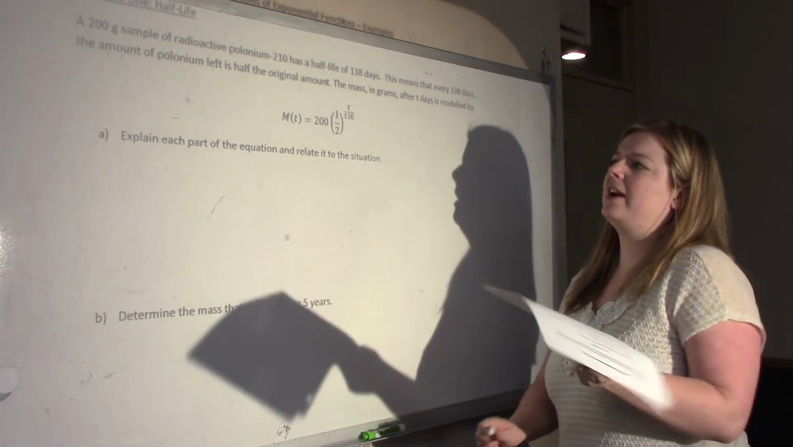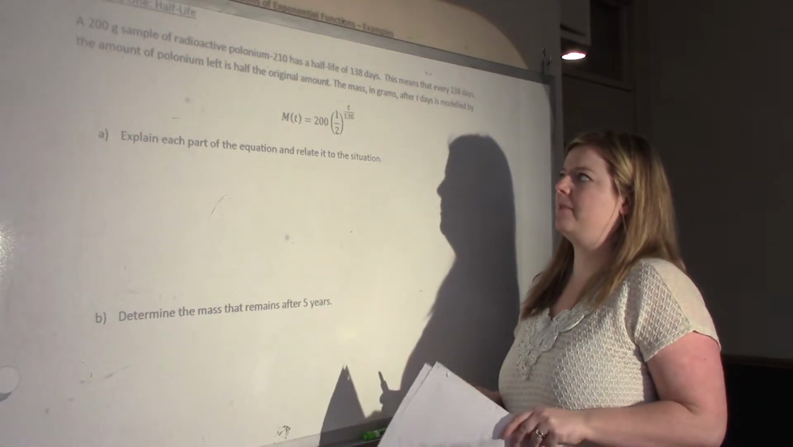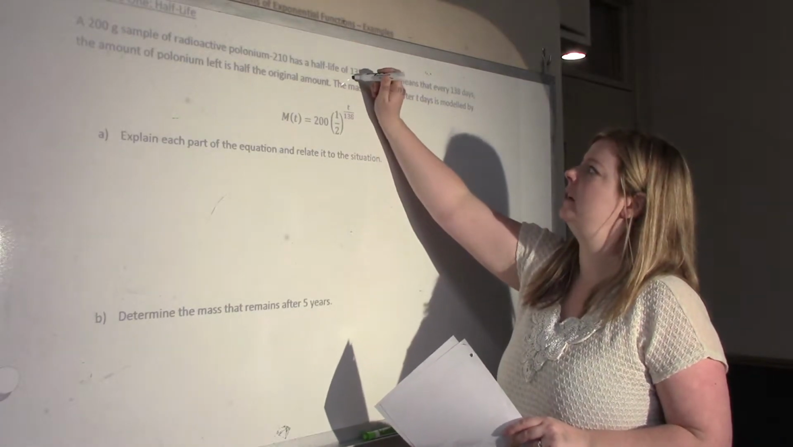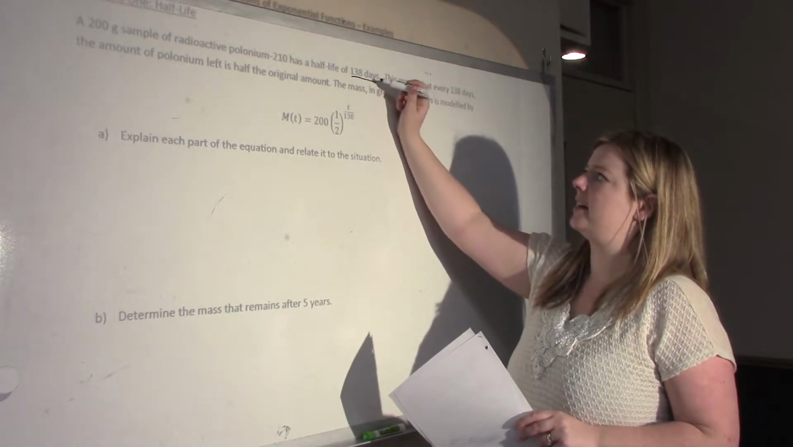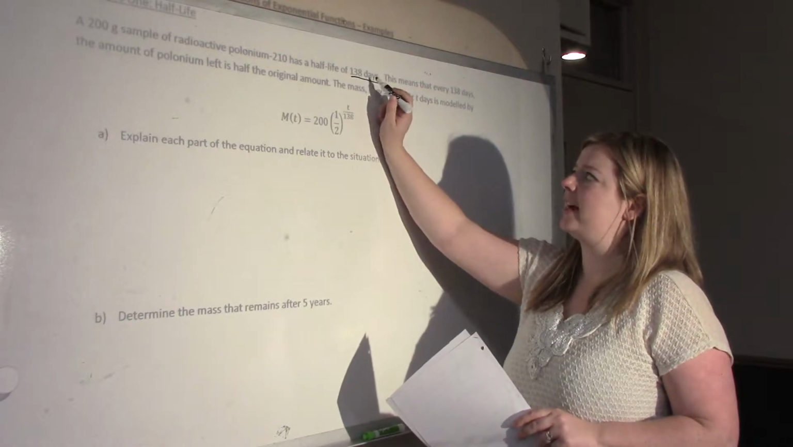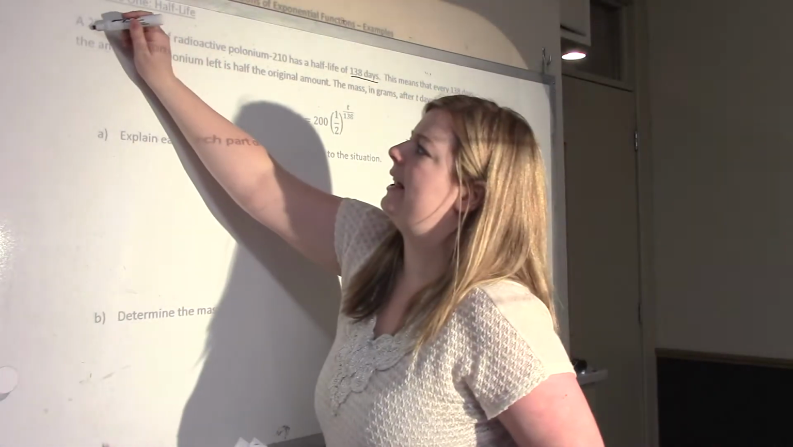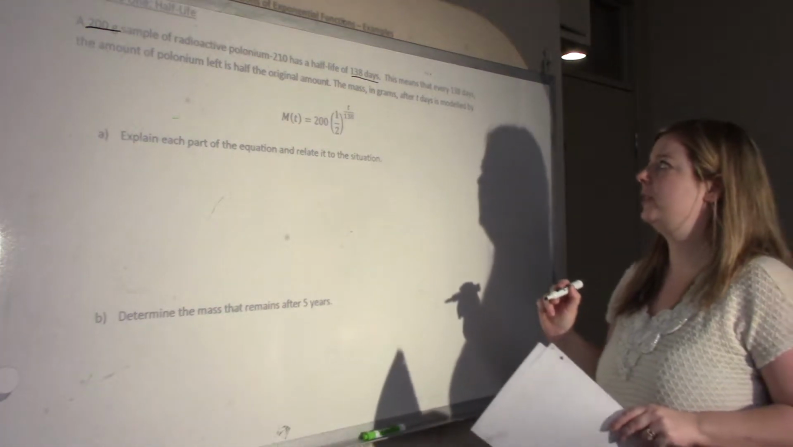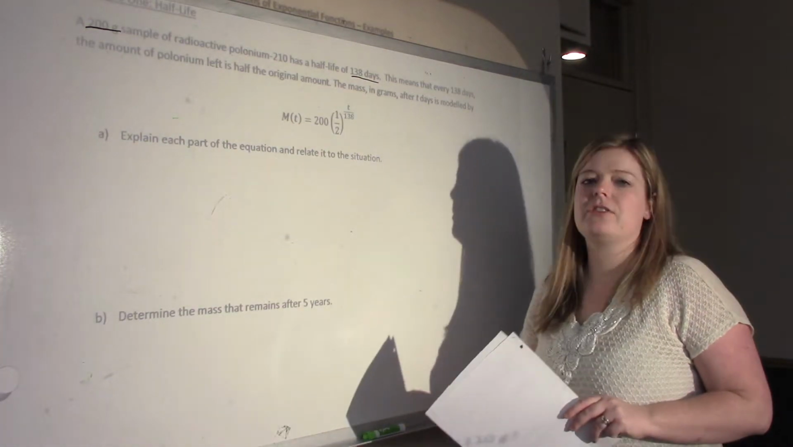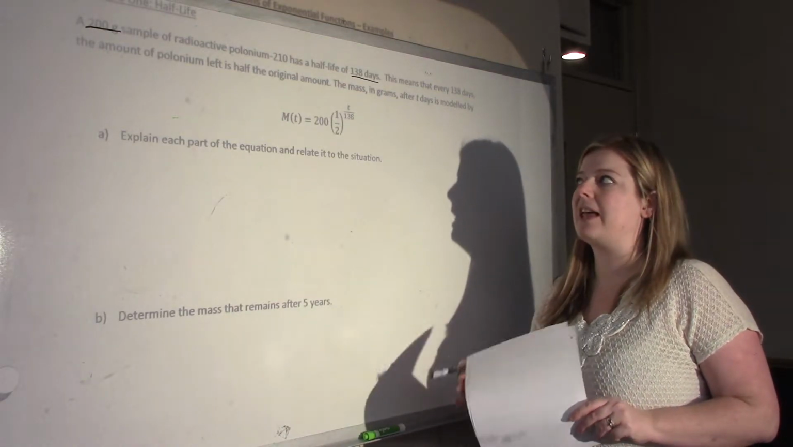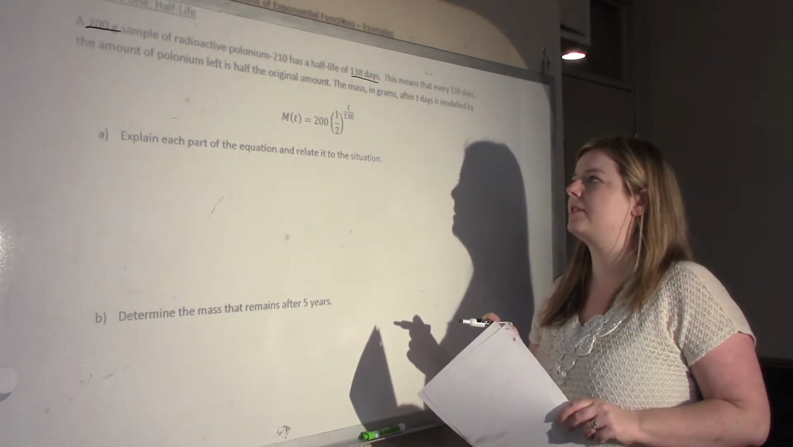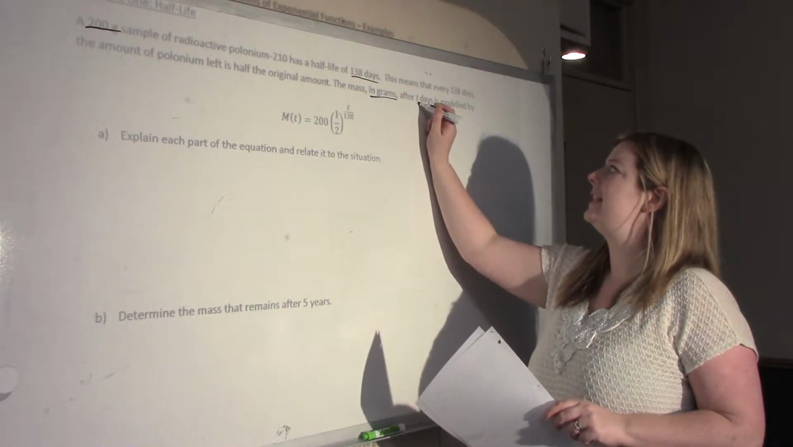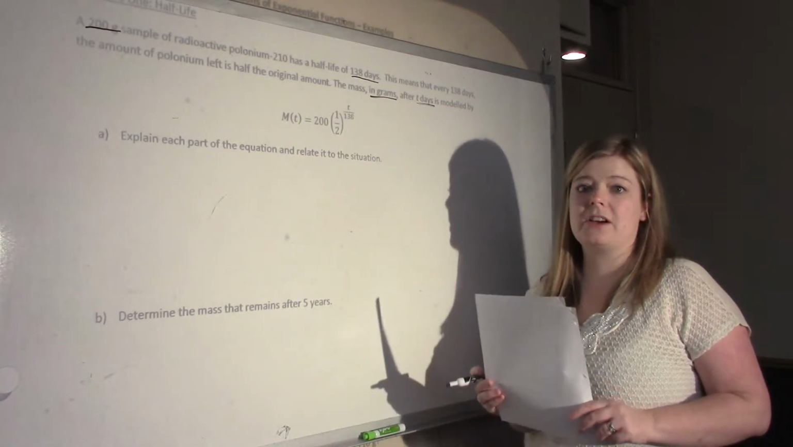A 200-gram sample of radioactive polonium-210 has a half-life of 138 days. Okay, so let's take a look at this sentence. The half-life is 138 days, and it started as a 200-gram sample. This means that every 138 days, the amount of polonium left is half of the original amount. The mass in grams after t days is modeled by this function.